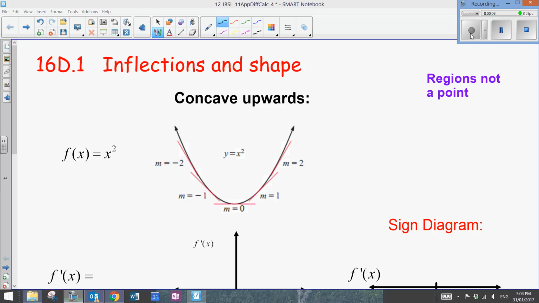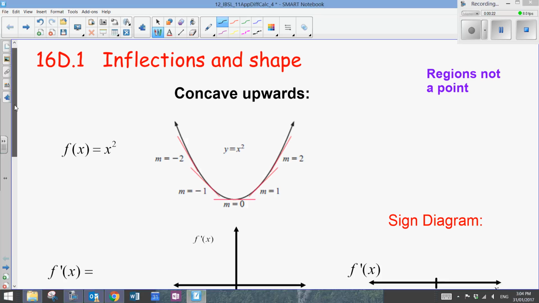So we're starting in the middle of chapter 16, and we have specifically 16D.1. So we're only going to be talking about horizontal and non-horizontal points of inflection and testing for concavity, and we'll continue with D.2 in the next video.